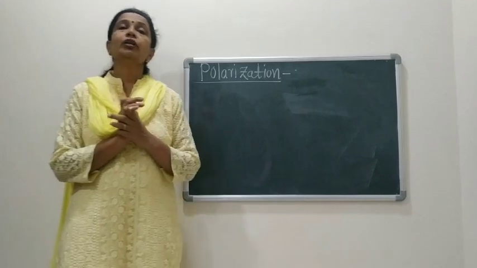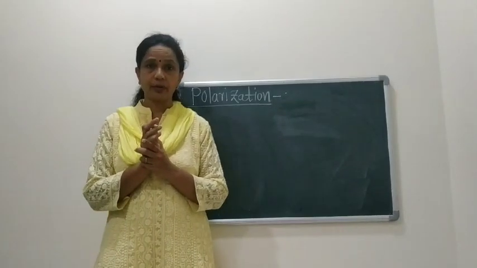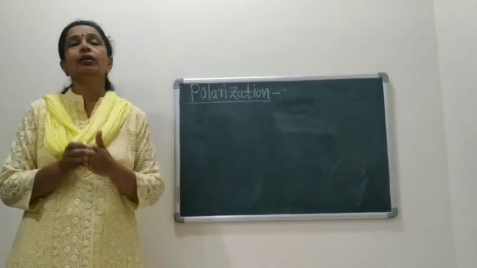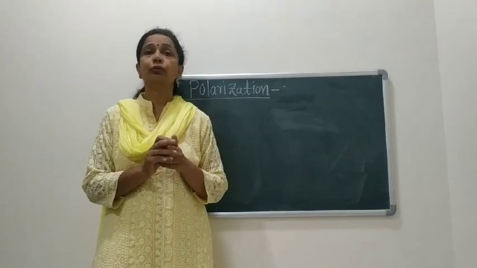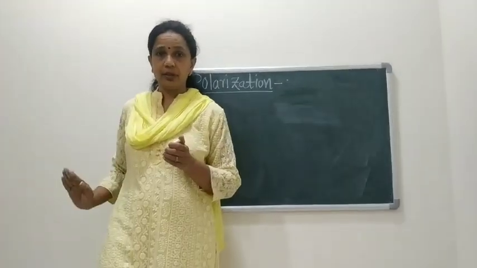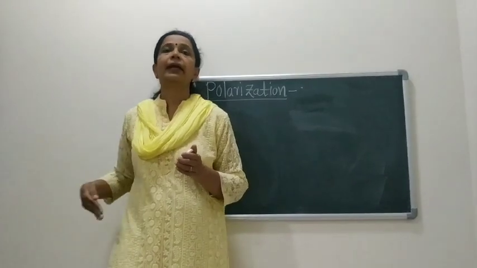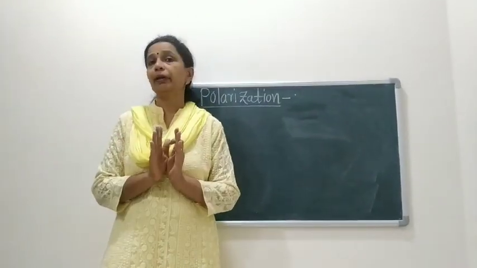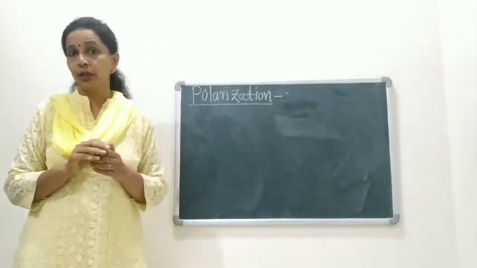You know that according to the scientist Maxwell, light is an electromagnetic wave. It consists of an electric vector as well as a magnetic vector. These two vectors are perpendicular to each other, and they are perpendicular to the direction of propagation of light. If this is the electric vector and this is the magnetic vector, these are two fields and they are perpendicular to each other, and which is again perpendicular to the direction of propagation of the waves.